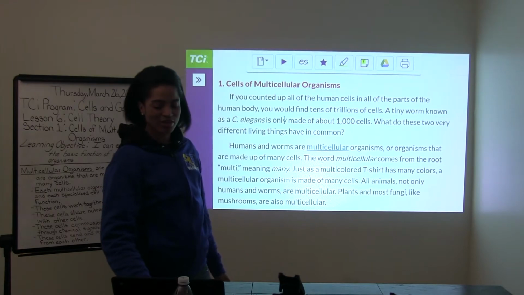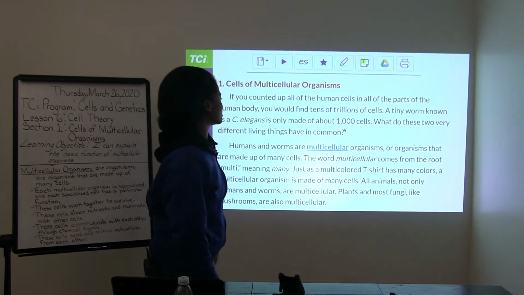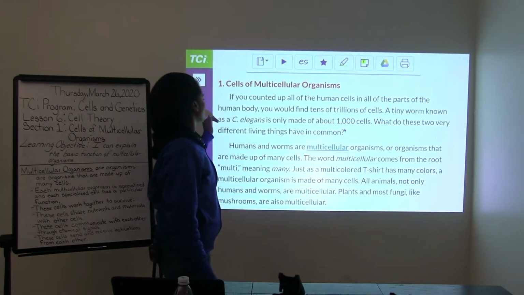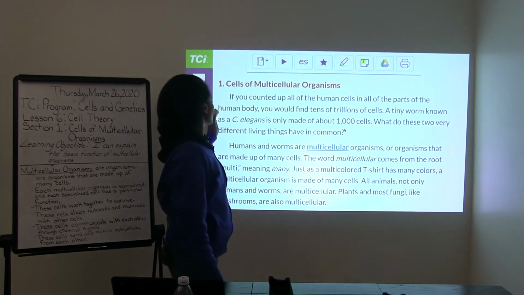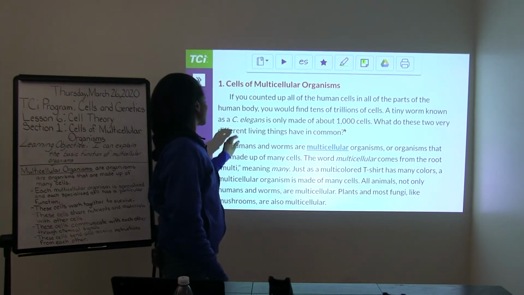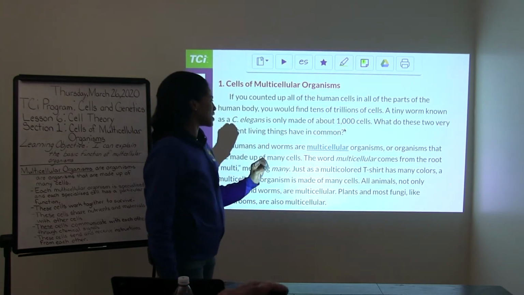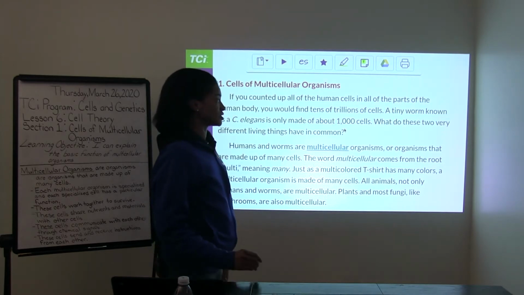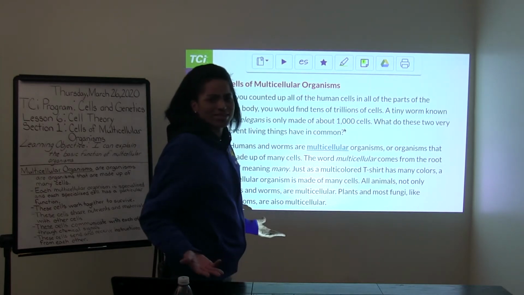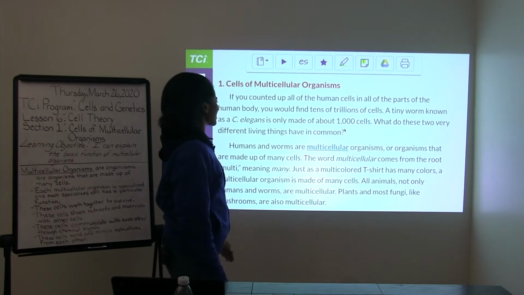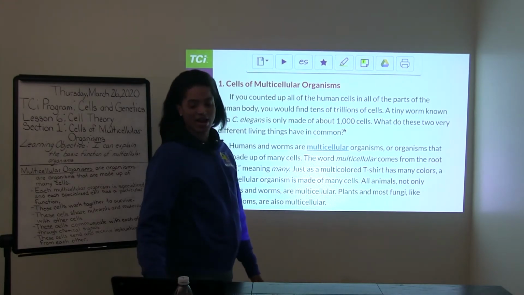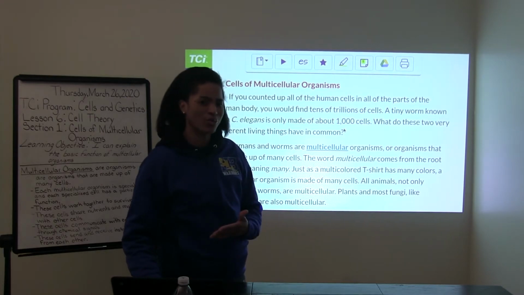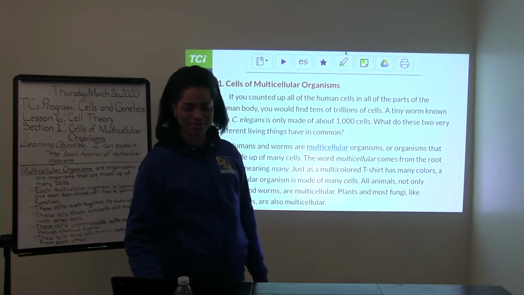All right, so if you counted up all of the human cells and all of the parts of the human body, you would find tens of trillions of cells. A tiny worm known as C. elegans is only made of about 1,000 cells. What in the world is a C. elegans? We're going to get into that in a sec. What do these two very different living things have in common? A human and a worm. Let's talk about it.